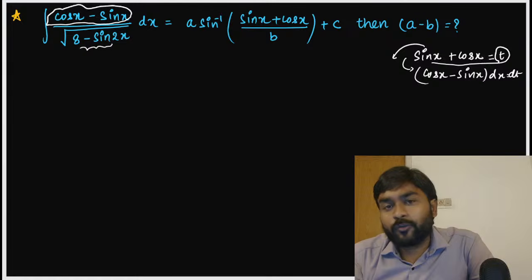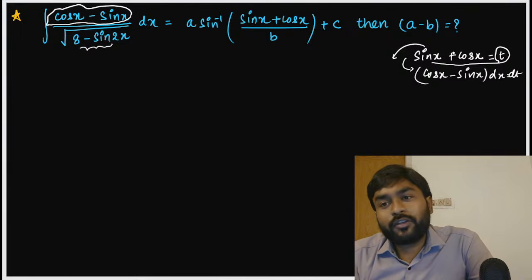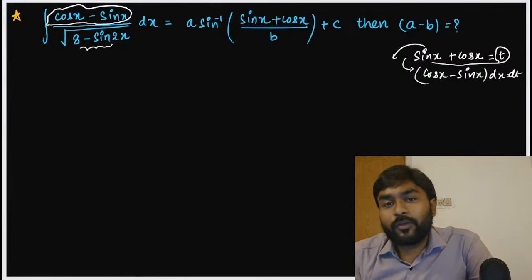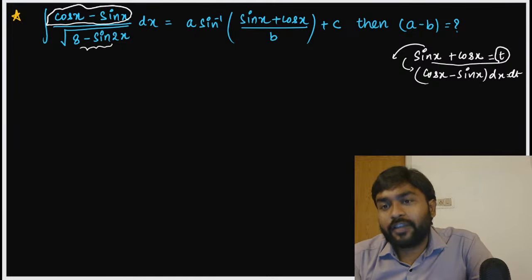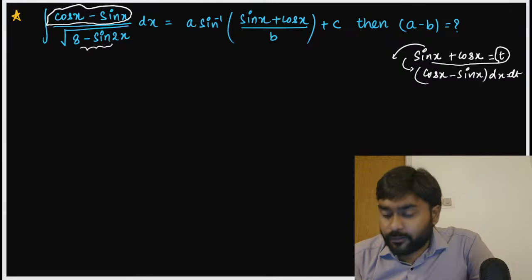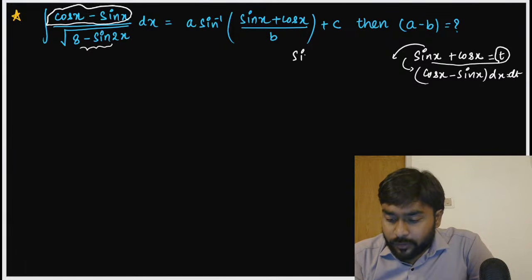I am saying squaring both sides. Why we are doing squaring, sir? Because if you will square this, one term will come that will become 2ab. 2ab means 2 sin x cos x. And 2 sin x cos x you can write sin 2x. That's why we are doing square here. So both side squaring will work.